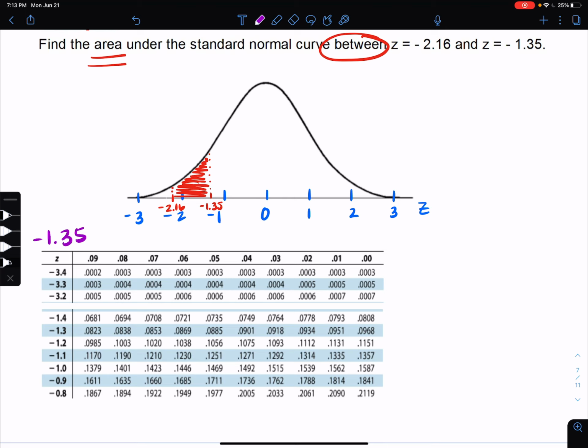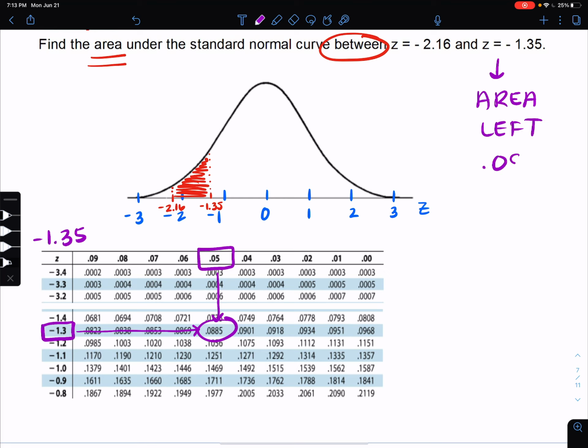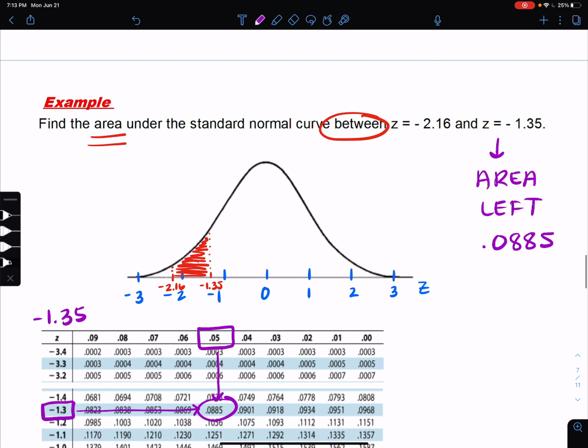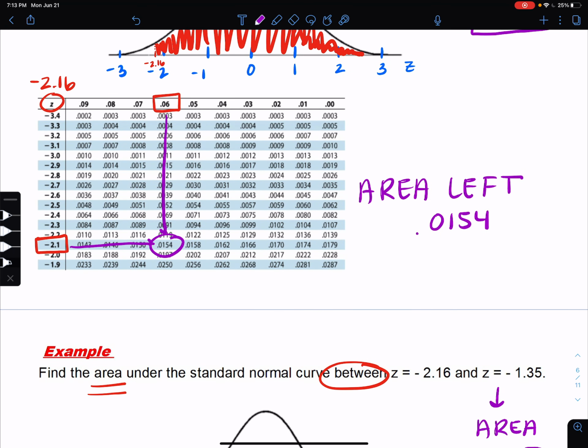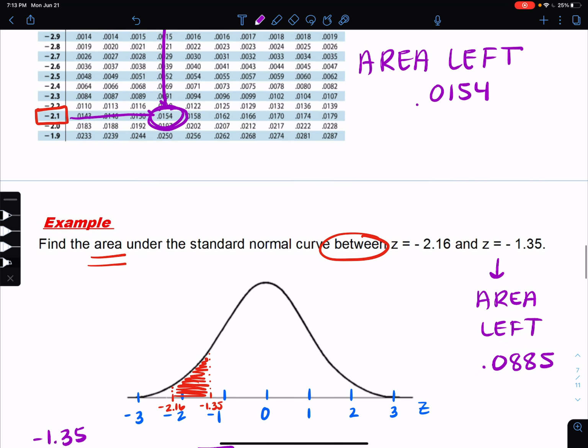So looking up negative 1.35, I'm going to go 1 decimal place here, negative 1.3. Second decimal place across the top is the 5. And remember, where those two things intersect, your table always gives you the area to the left of that value. Now I'm going to do the same thing for the other z-score. I actually looked that one up over here. Negative 2.16 had an area to the left of 0.0154.